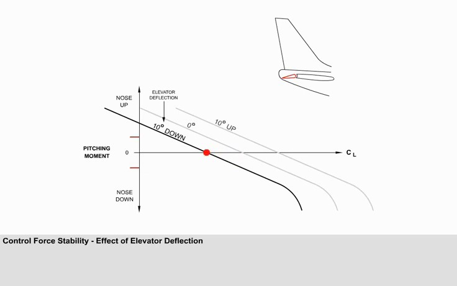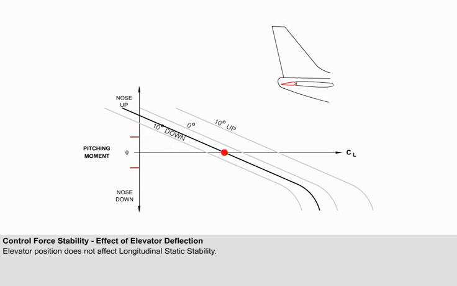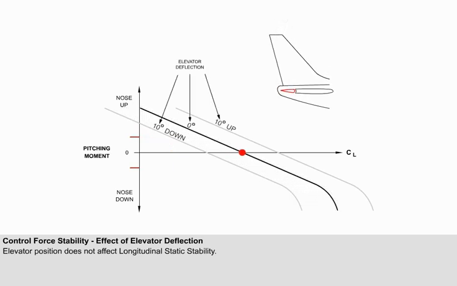Reset the graph. A momentary decrease in angle of attack generates the same stabilizing nose-up pitching moment. Reset the graph. The illustration has shown that the same amount of static longitudinal stability will be obtained with the elevator at 10 degrees down, neutral, and 10 degrees up. Elevator position does not affect longitudinal static stability because only the change in lift is considered.